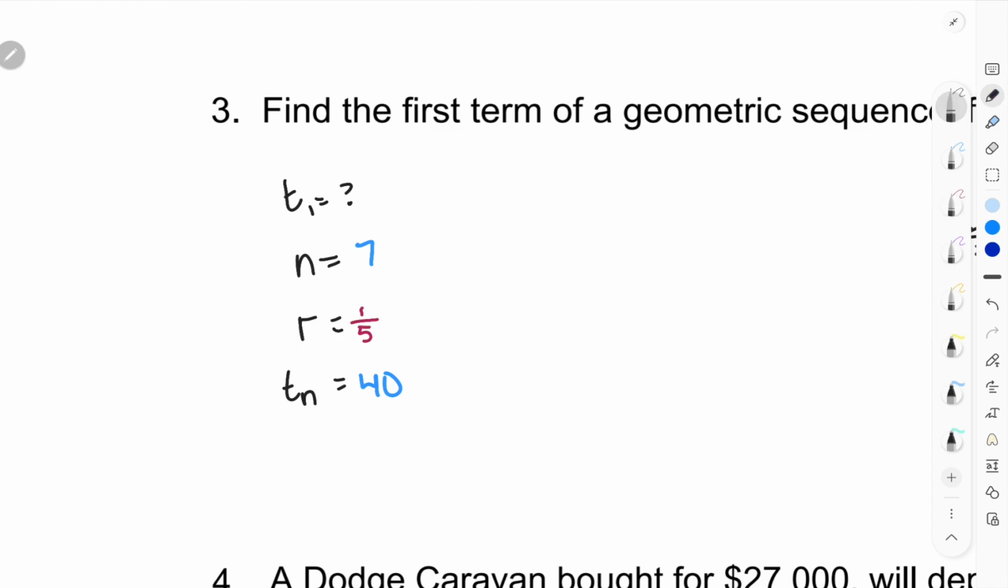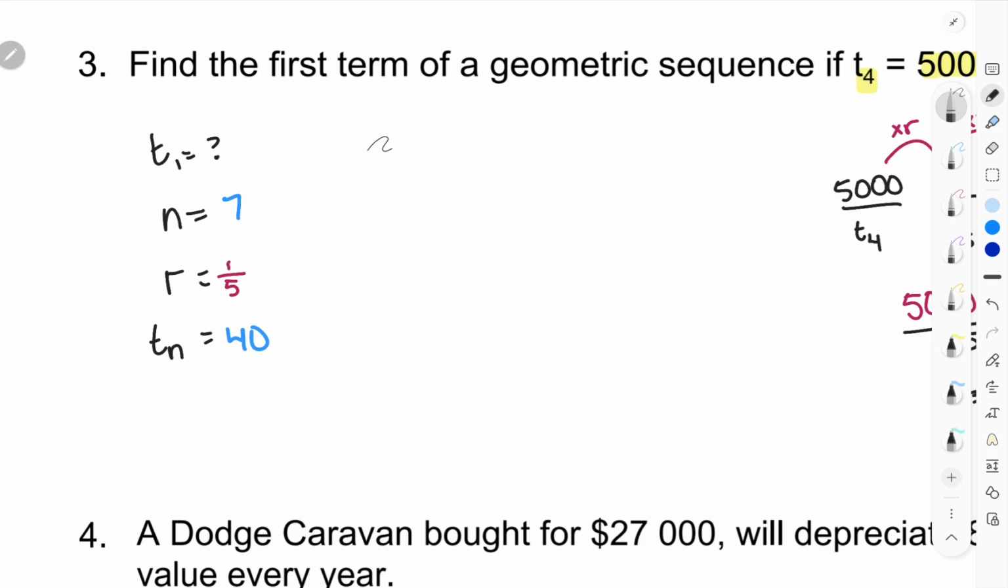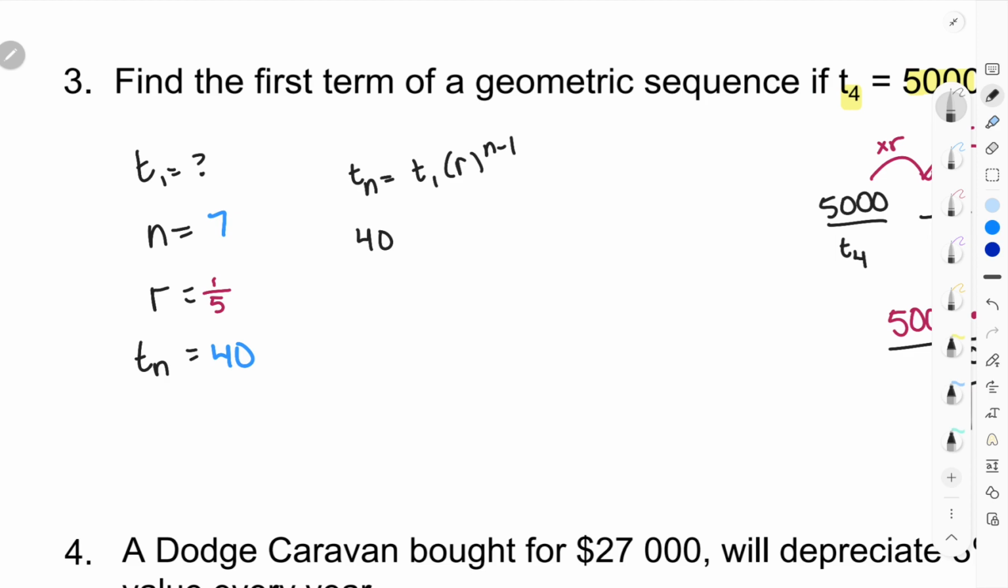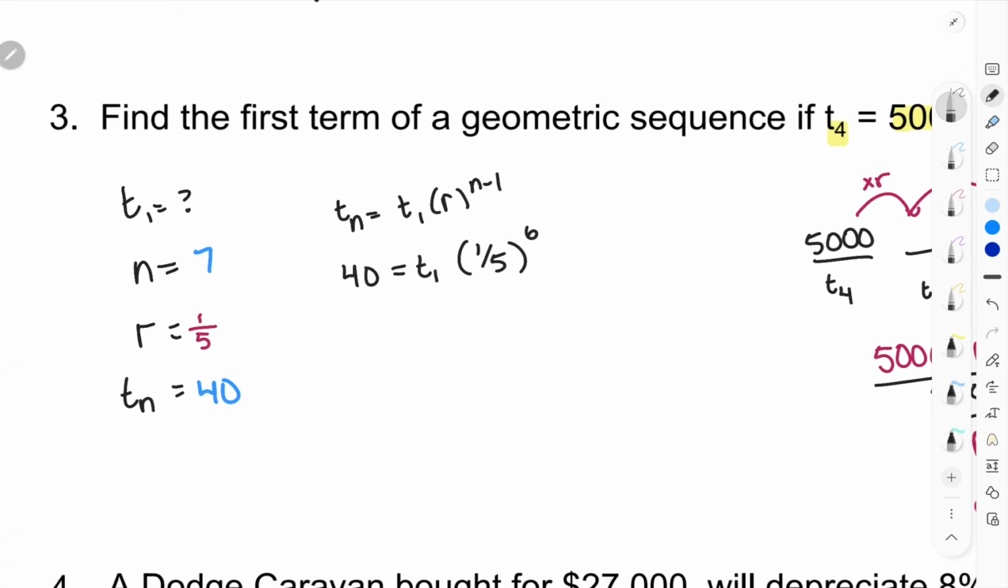I have one unknown. I can plug everything into this formula. So t of n is t1 times r to the n minus 1. Again, at this point, you could use 5,004 or you could use 7 and 40. I'm just going to go with the smaller numbers. T1 is what I'm trying to solve for. R is 1/5, and I'm raising this to the power of 6. So before I divide it, I have to do that exponent. I have to evaluate this.